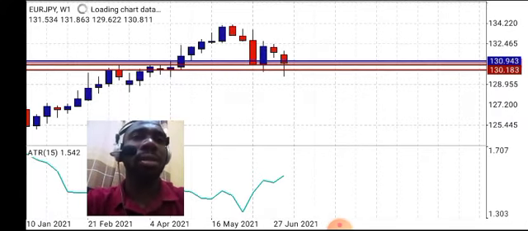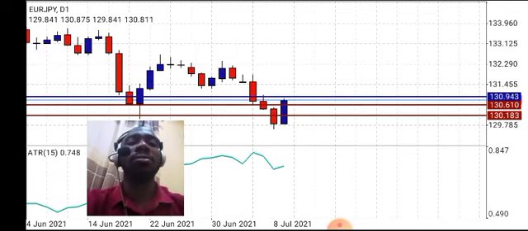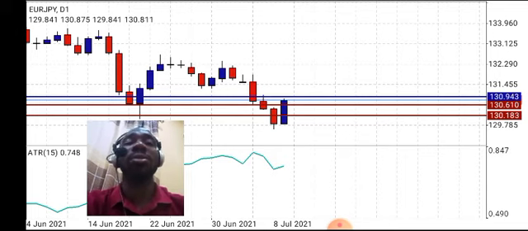Now this analysis I'm dropping for day traders or swing traders. These trades might last for 3-4 days. The minimum profit target is 70 to 80 pips. And our risk on every trade does not exceed 50 pips. Our profit target is between 70 and 100 pips. Okay, so that will be all for this week.